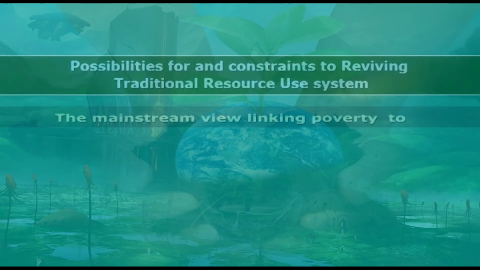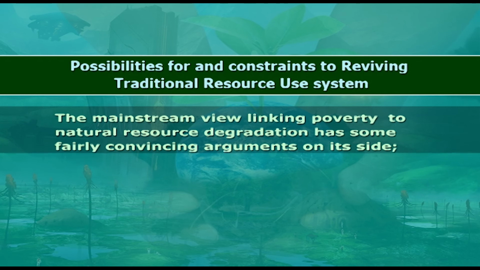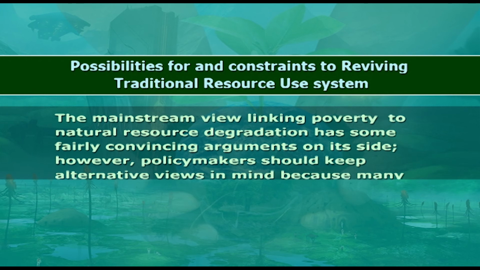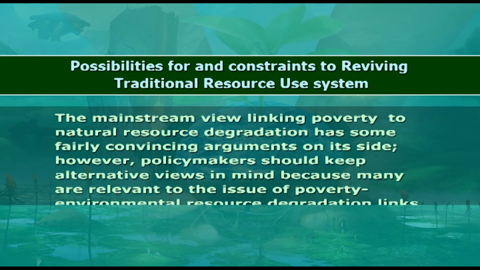Policymakers ought to consider these before implementing projects and advising poor communities on how they should manage their resources. The mainstream view linking poverty to natural resource degradation has some fairly convincing arguments on its side. However, policymakers should keep alternative views in mind because many are relevant to the issue of poverty and environmental resource degradation links. The key point is that incorporating alternative views within mainstream practices may generate the best outcomes.